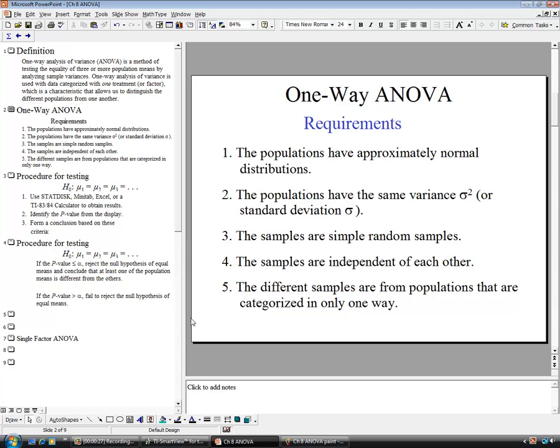I'm going to have some requirements for that ANOVA. First and foremost, populations have to be approximately normal distributions. If you run into distributions which are significantly non-normal, this is going to run into problems. The population variances are the same, or standard deviations are the same, and again, that doesn't have to be the exact same number, just within testing wise they have to be close enough to not have a significant difference between the two. You have to take these samples as simple random samples, of course. The samples should be independent of each other, and you have to categorize these things in only one way.